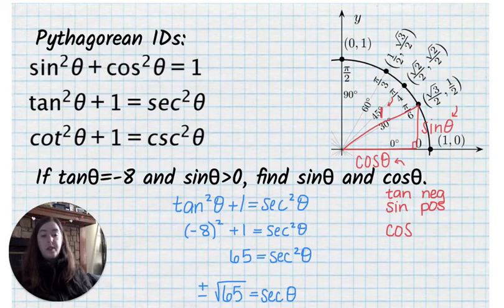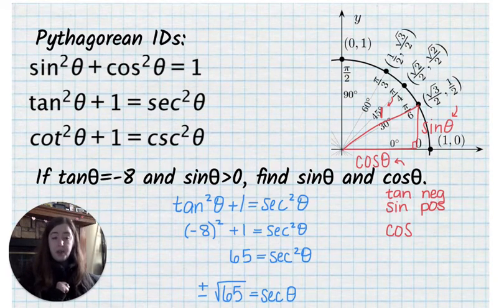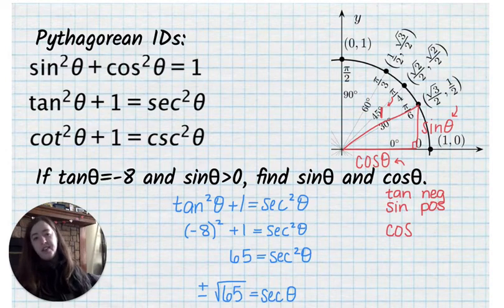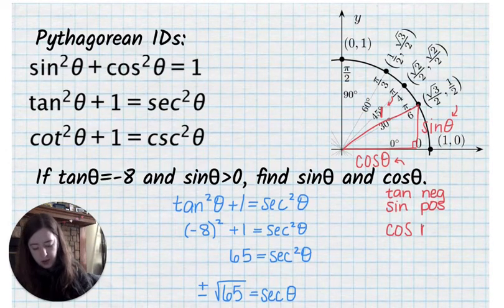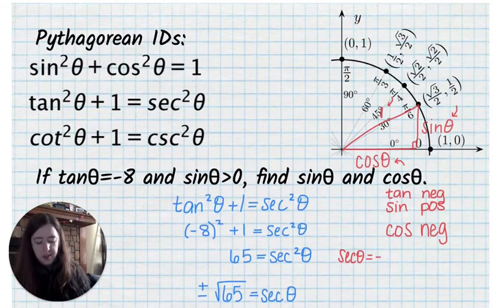So remember, tangent is sine divided by cosine. So if sine is positive, what do we need to divide by to get a negative number? Yeah, a positive divided by a negative gives me a negative. So that means that cosine has to be negative. So that means that secant is going to be negative. So now what we know is that secant is equal to negative square root of 65.